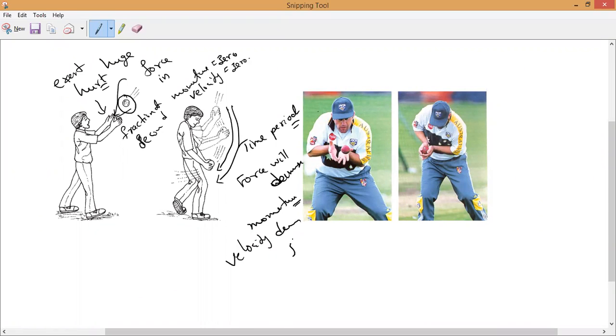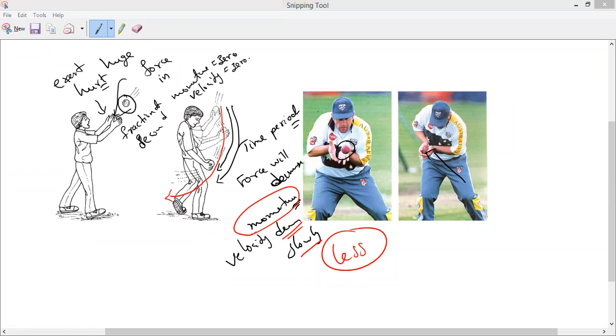Velocity decreases slowly, so the force exerted by the momentum on our hands decreases when we are moving the hands backward. Have you noticed it here? After holding the ball, the person tries to move the hands in the backward direction. Here in this picture also you can see that after holding the ball, the person is lowering the hands in the backward direction. Why? So that the ball can travel a little bit more distance, so that velocity decreases slowly instead of drastically, so that the force on our hands will be less, so it won't hurt our hands.